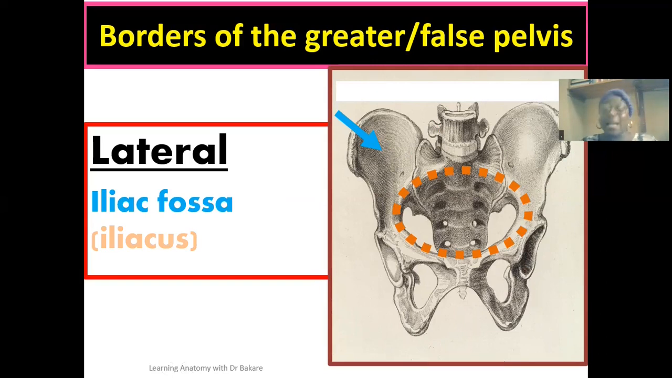This iliac fossa is also not empty. It is padded up by the iliacus muscle, and this is what is highlighted at this region. So the iliac fossa, together with the iliacus muscle that is embedded within the iliac fossa, form the lateral border of the greater pelvis.